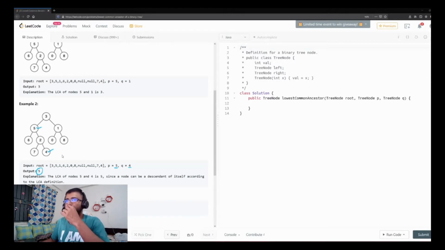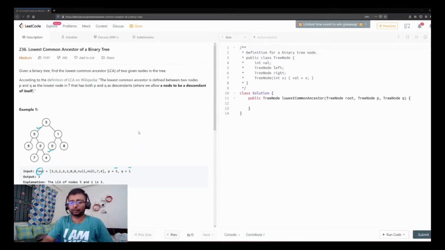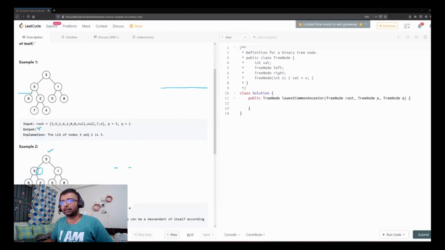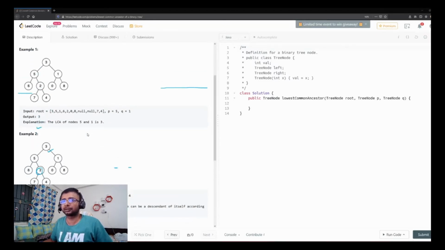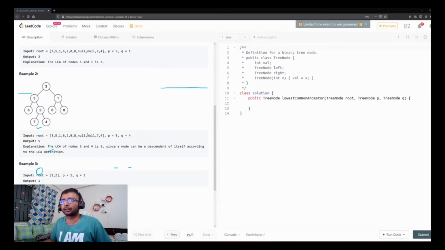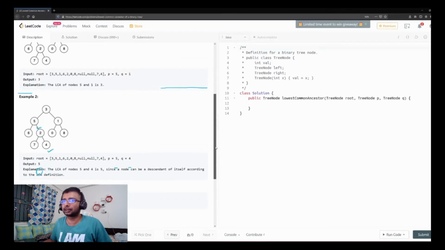So if you see the description of the problem given, it says where we allow a node to be a descendant of itself. So in this case that you see over here, we see that 5 is a descendant of itself. So you can see over here that 5 is a descendant of itself.